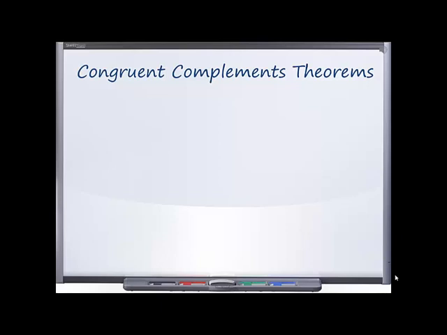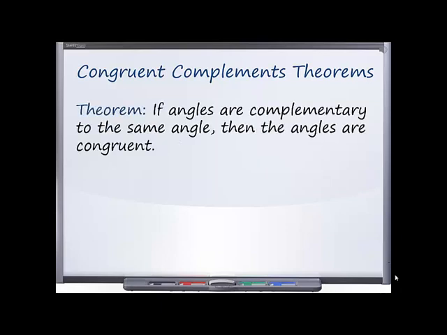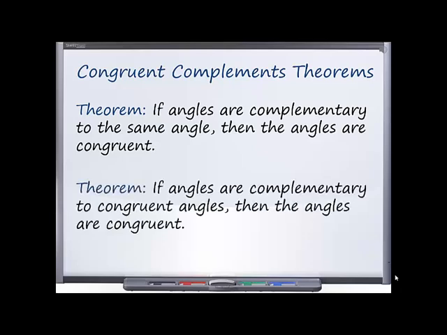Okay, the theorems about congruent complements are basically exactly the same, just substituting the word complement for supplement. Recall again that complementary angles are angles that have a sum of 90 degrees. So the two theorems are almost identical. If angles are complementary to the same angle, then they're congruent. And if angles are complementary to congruent angles, then the angles are congruent. And those proofs look exactly the same as the initial proof I did with the supplementary angles.